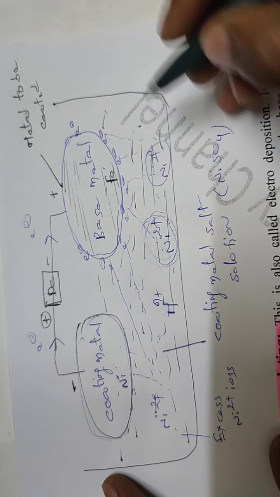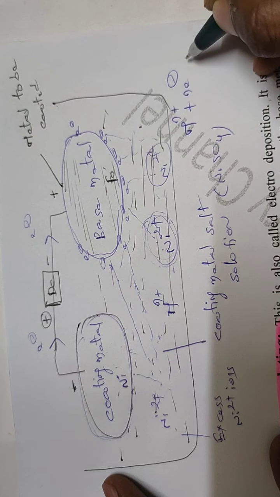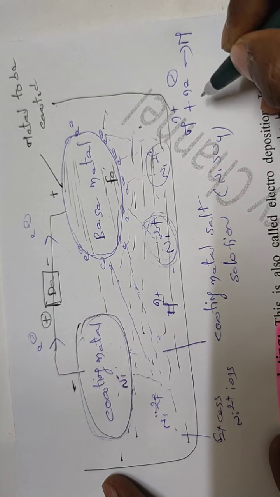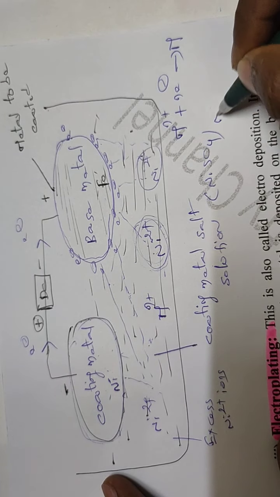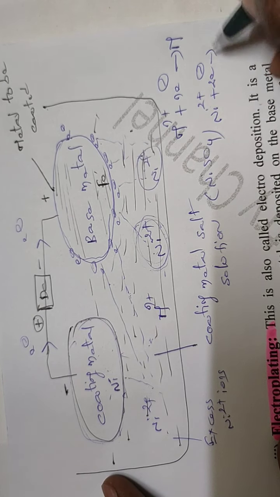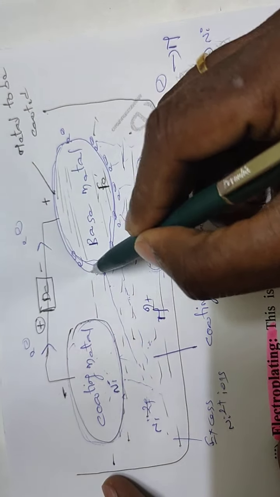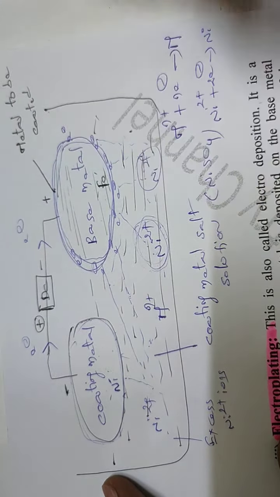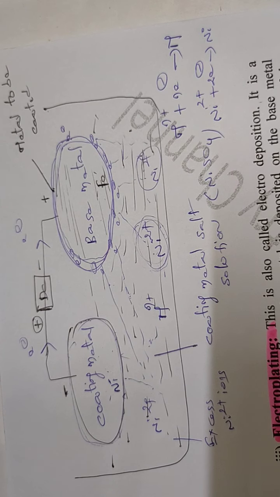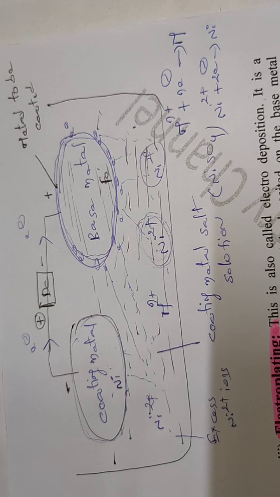Then what happens? M^n+ plus ne^- gives rise to M. For example, if it is nickel, Ni2+ plus 2 electrons gives rise to Ni. That means the metal is coated on the surface of the base metal. This process is called electrodeposition or electroplating.